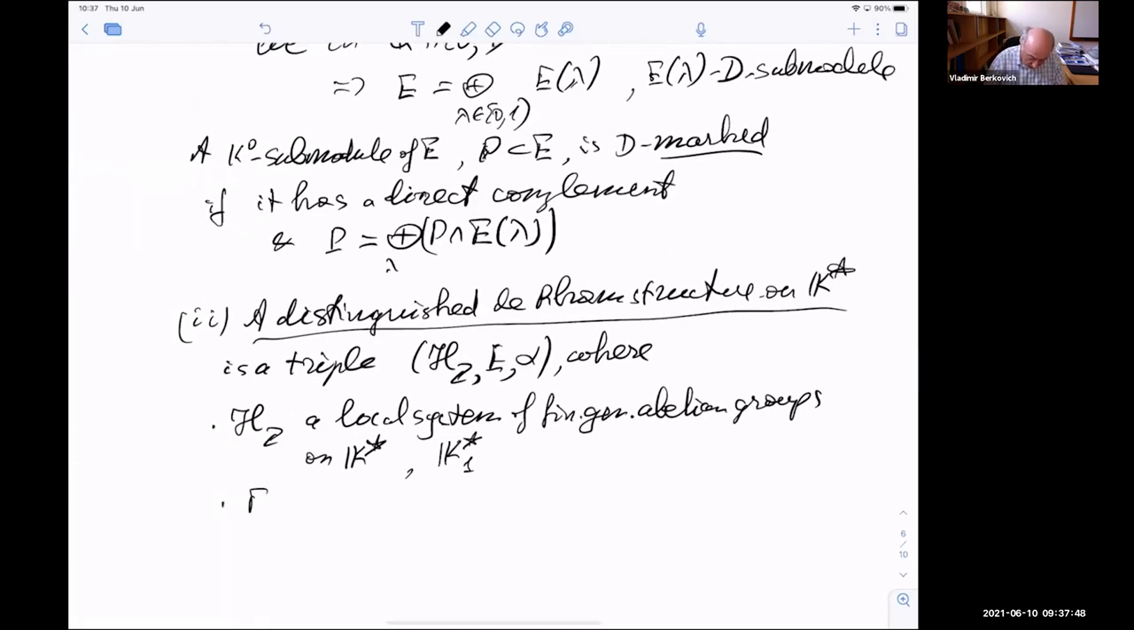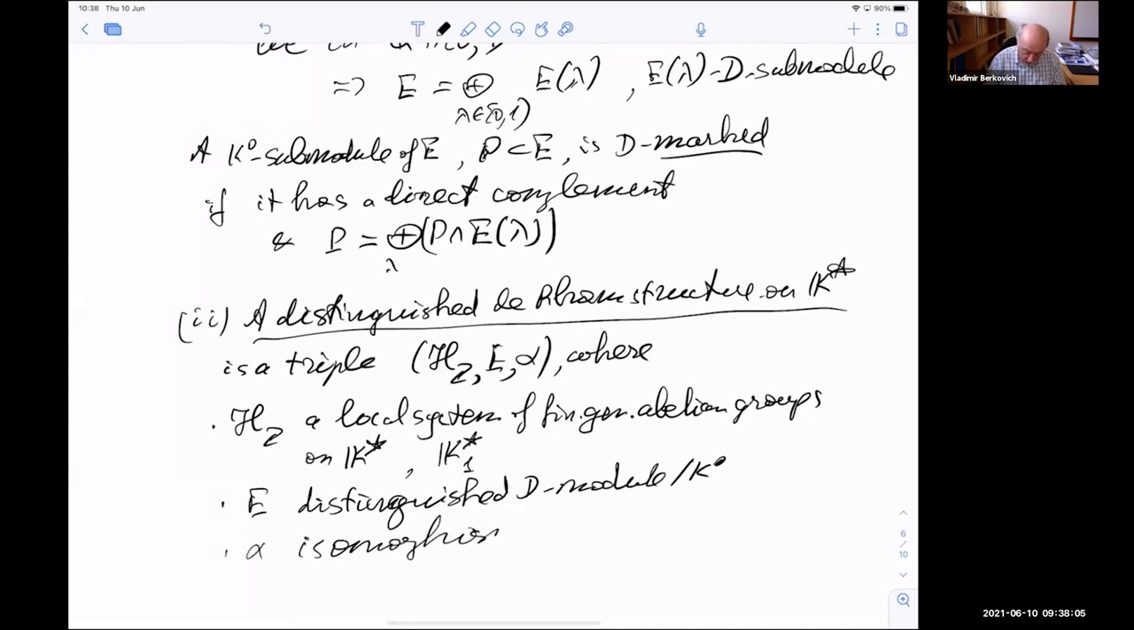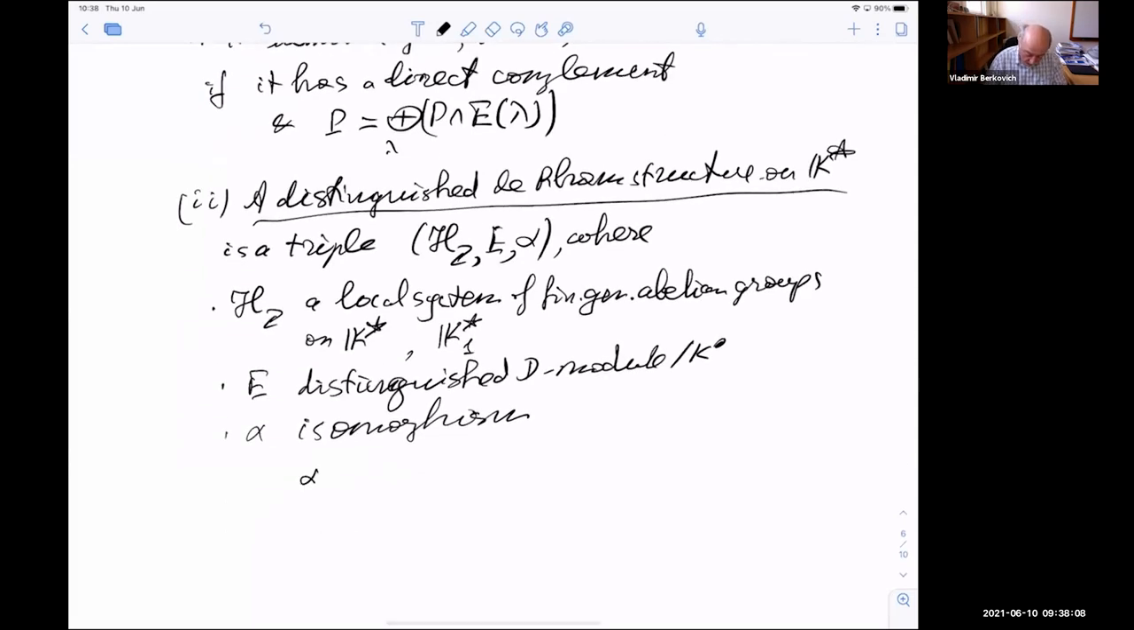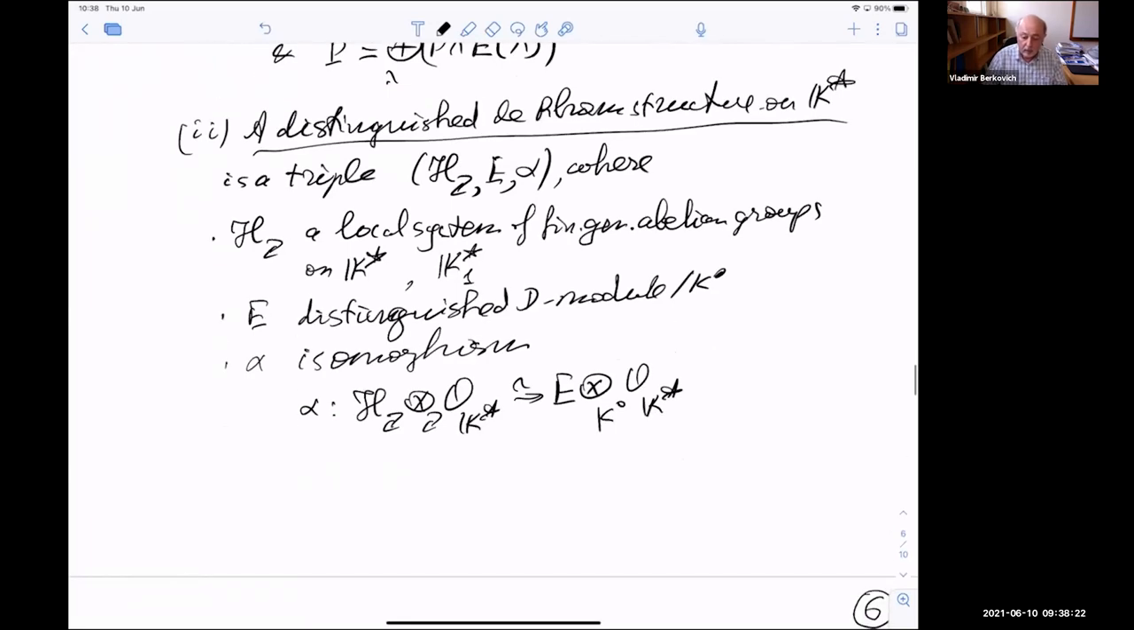Now, E is a distinguished D module over K naught, and alpha is an isomorphism of vector bundles with connection. Okay. Now, it follows easily from the definition that this local system is quasi-unipotent.